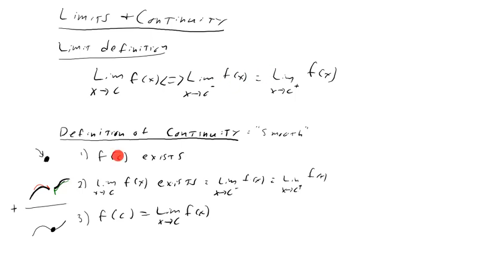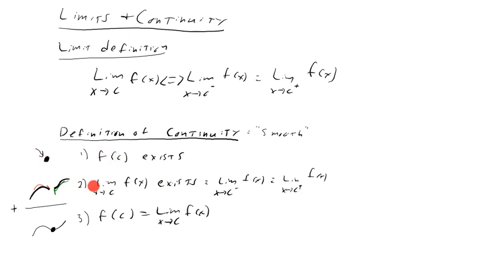The definition of continuity is these three parts. The point has to exist. So the point, there's a value there. It's not a hole. It's not an asymptote. It's not some weird situation. It actually does exist. So that's part number one.